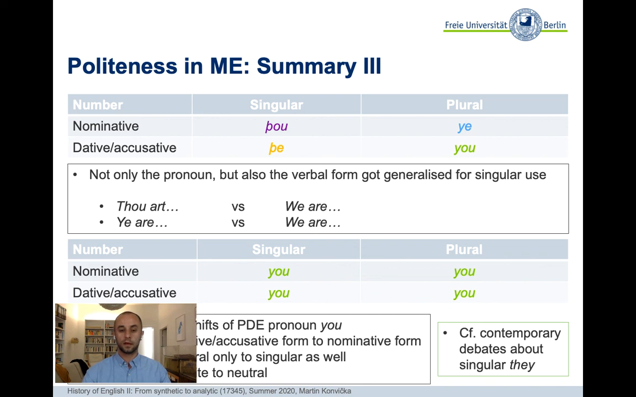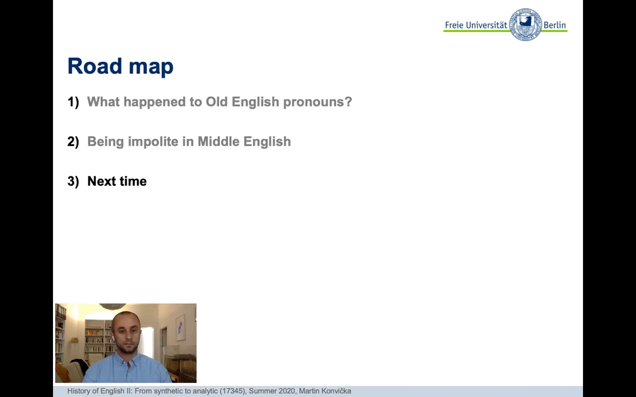Okay, and this old discussion of Middle English pronouns can actually help us to linguistically analyze the contemporary debate about the use of singular "they," right? So it's not something that the progressive classes want to introduce now. It's not something modern. This actually has happened already in English. It happened during the Middle English period with "you," right? Right, so that was that.